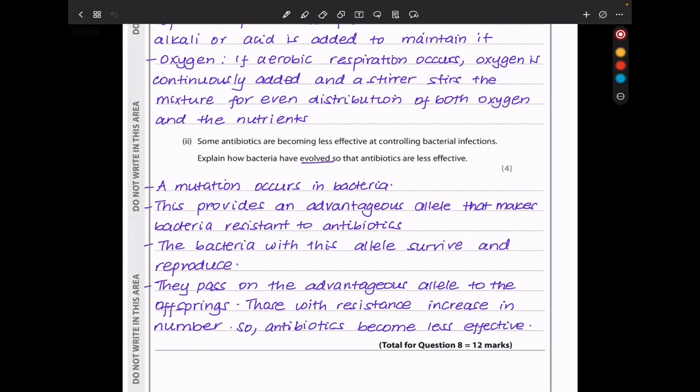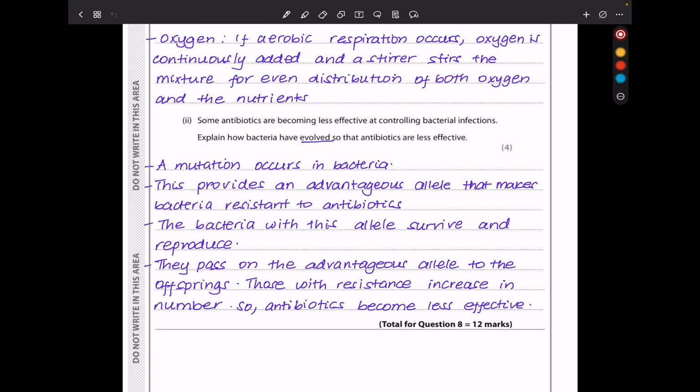Next, they say some antibiotics are becoming less effective at controlling bacterial infections. They want you to explain how bacteria have evolved so that antibiotics are less effective. Before evolution, there could be a random mutation, and this mutation could give a beneficial or advantageous allele to these bacteria. This allele could be resistance against antibiotics.